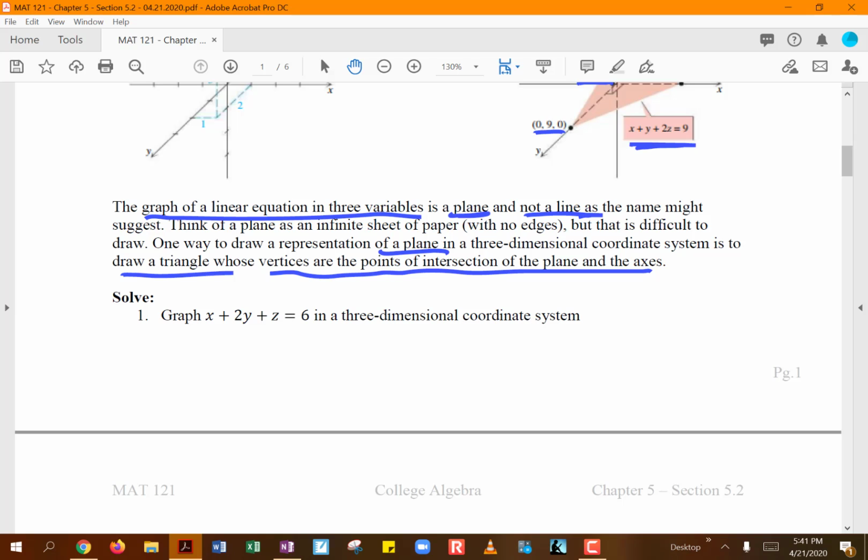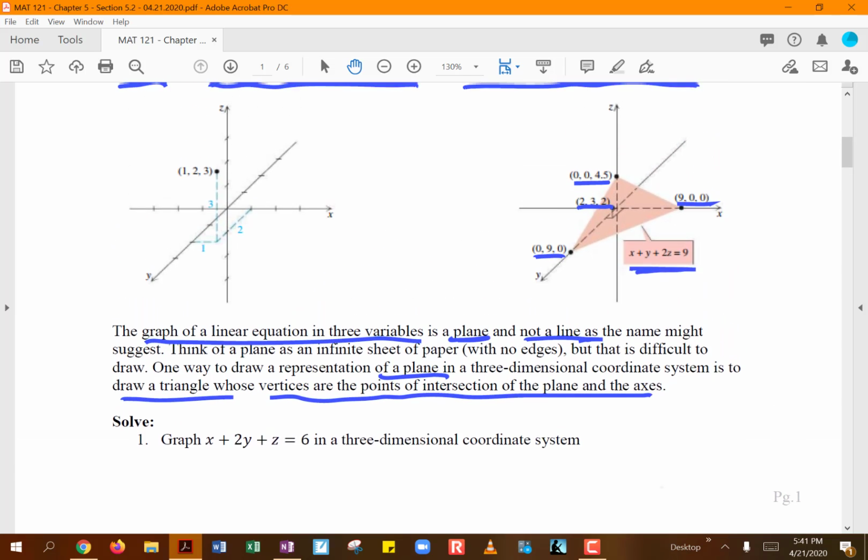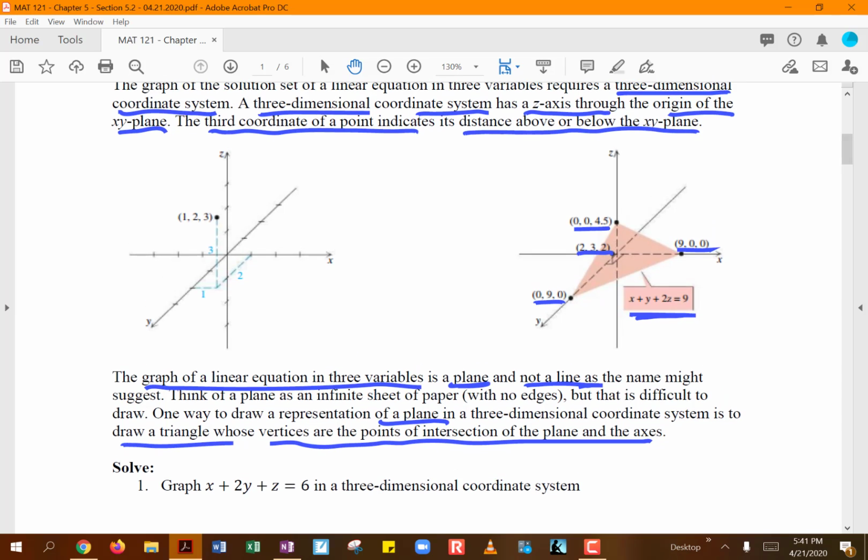So we are given x plus 2y plus z equals 6, and they're asking us to graph this in a 3-dimensional coordinate system. The way your coordinate system works is on the x-axis, the positive side is going to be on the right hand side, which means all the x values will be positive here. On the left hand side, we will have all the negative x values.